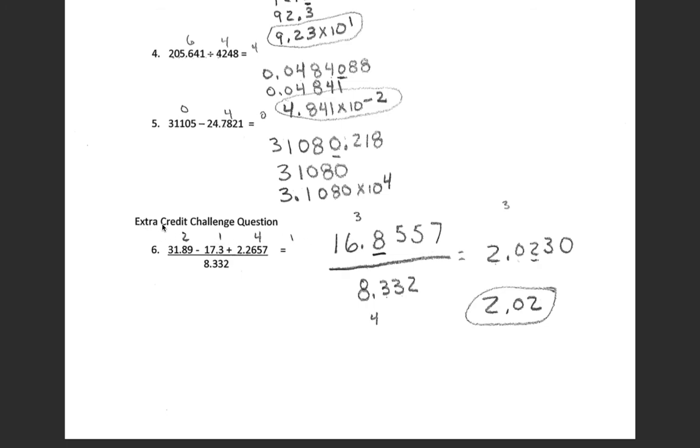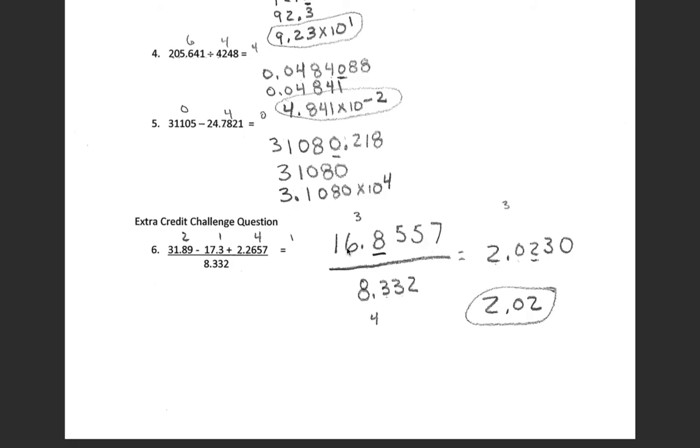Okay. So the extra credit problem. I'll go over this in detail. A lot of you got this right. Thank you very much for that. What we do is we do the first math function, which is the numerator, which is a subtraction and addition. Digits after the decimal, 2, 1, 4. So the answer is going to have 1 digit after the decimal. When you put this in your calculator, you should get 16.8557.